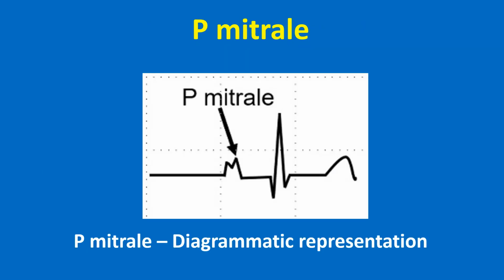P mitrale is a notched and broad P wave with taller second peak indicating left atrial enlargement. It may be noted that initial part of P wave is contributed by right atrium as it is activated first, and the second part by left atrium which is activated later. It is associated with a prominent negative deflection of P wave in V1, the left atrial component.